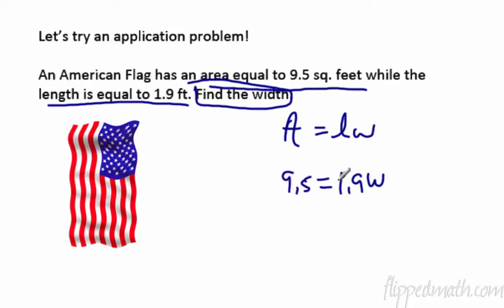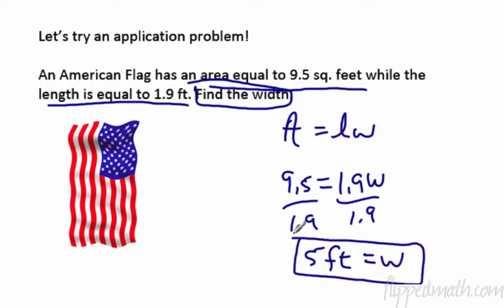Look, we have a little equation here. This is exactly what we're doing. We're learning how to solve these equations. We're going to divide each side by 1.9. We're going to get 5 feet is going to equal the width. Make sure that you put your units on there so that you communicate clearly what your answer is.